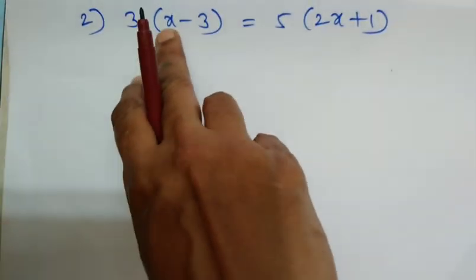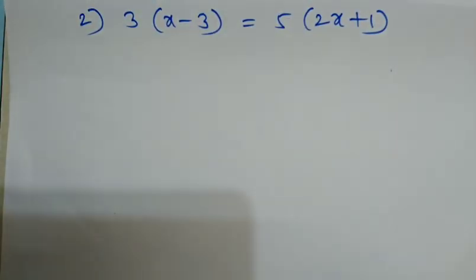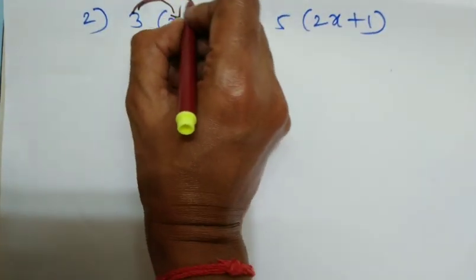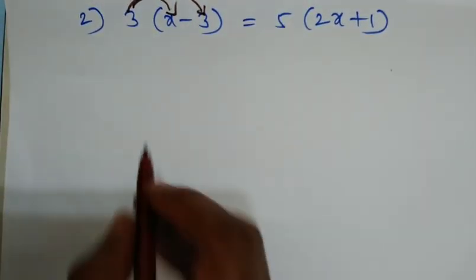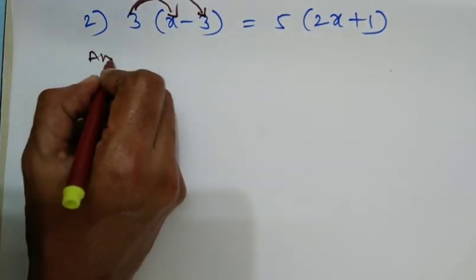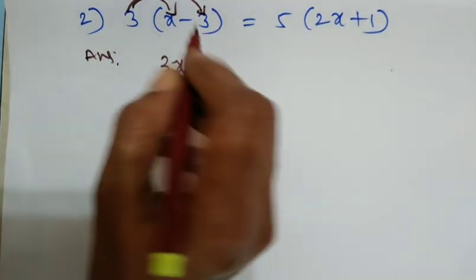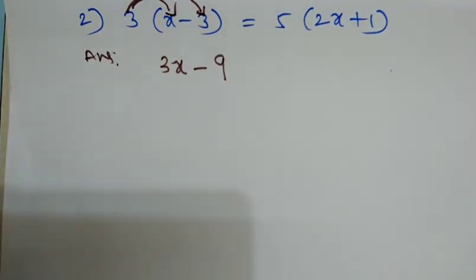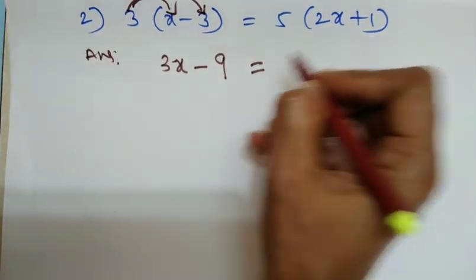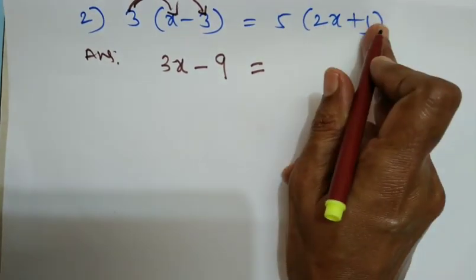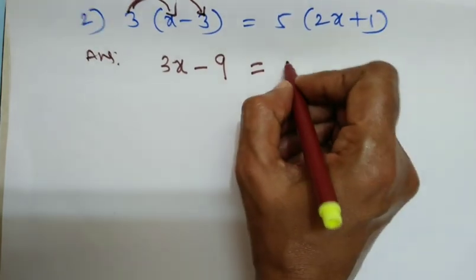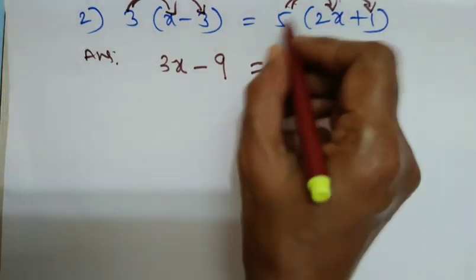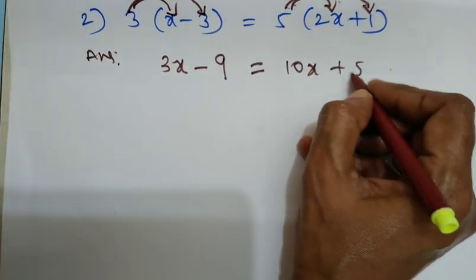First you have to multiply both the terms by 3. So when you simplify here, 3 into x is 3x. Plus into minus is minus. 3 3s are 9, isn't it? 3x minus 9 is equal to, here also you have to multiply both the terms by 5. So 5 2s are 10x plus 5 1s are 5.